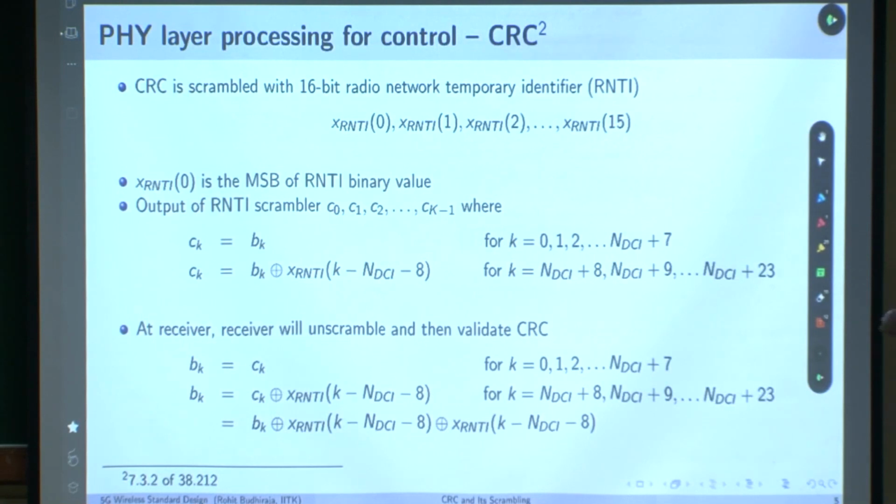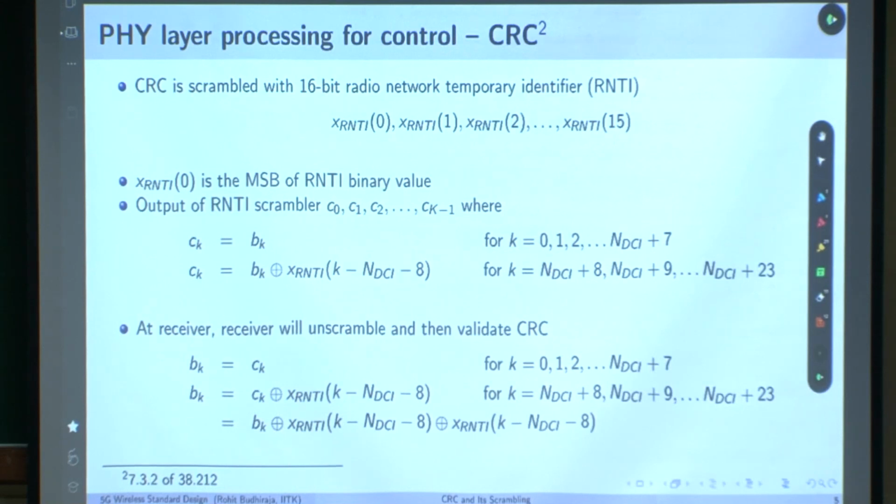Normal scrambling ideas, but how is it different from what we have usually done? Basically we are scrambling the CRC, and we are scrambling only 16 out of the 24 CRC bits, because RNTI is defined to be 16 bits. So that is the completion of the CRC scrambling block. That's how it has to be done.